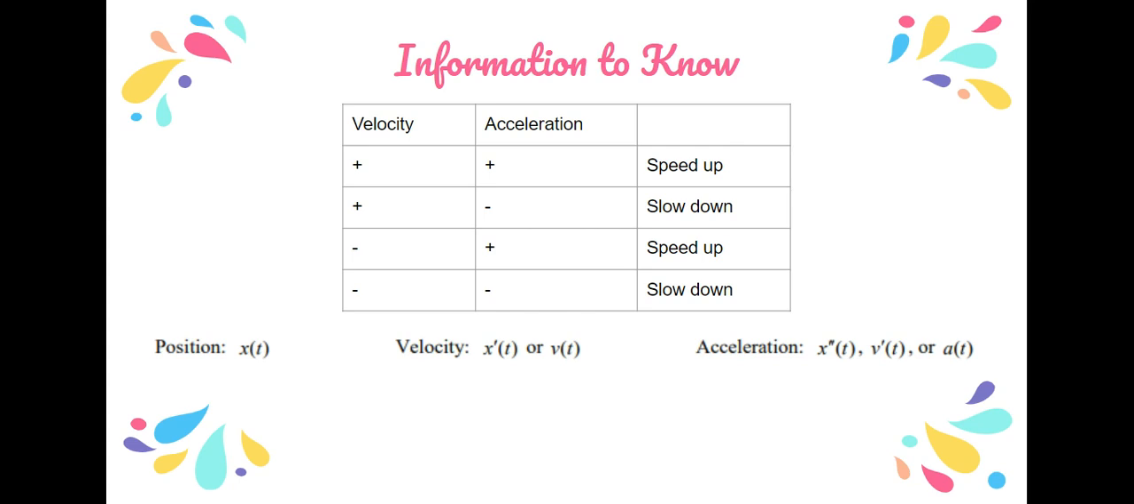Also, position is the original function, s of t. Velocity is the derivative of that function, so the first derivative of x of t, or velocity. Acceleration is the second derivative of the position, so the second derivative of x of t, or it's the first derivative of velocity.